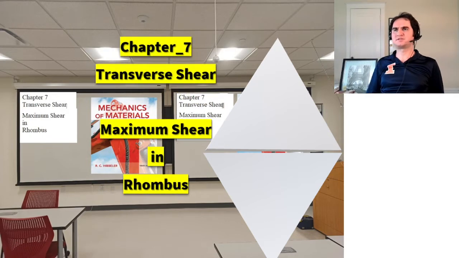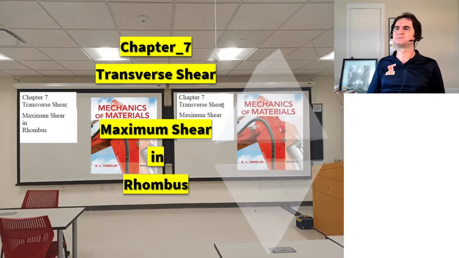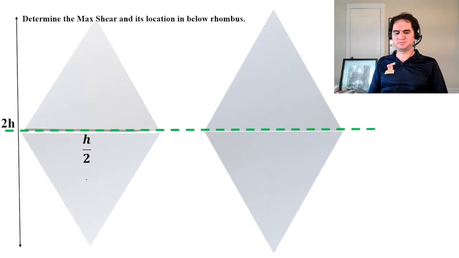Chapter 7, Transverse Shear, Maximum Shear in a Rhombus. So we want to determine the maximum shear and its location, this time in a rhombus, with the height of 2h and the base of h over 2. That's our dimensions. So let's see how to approach this problem.